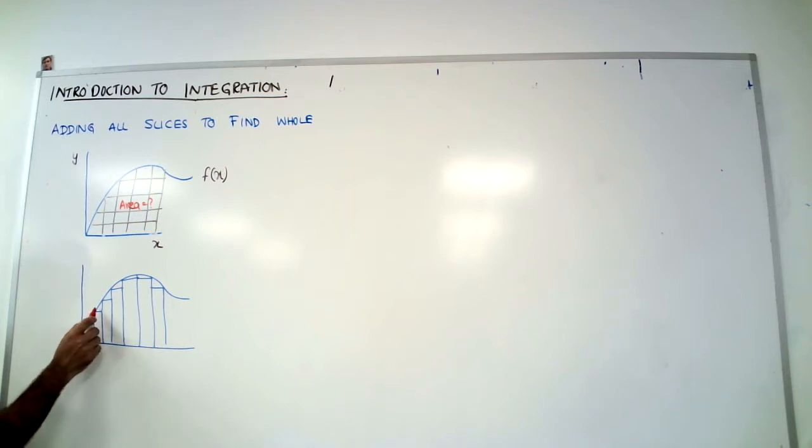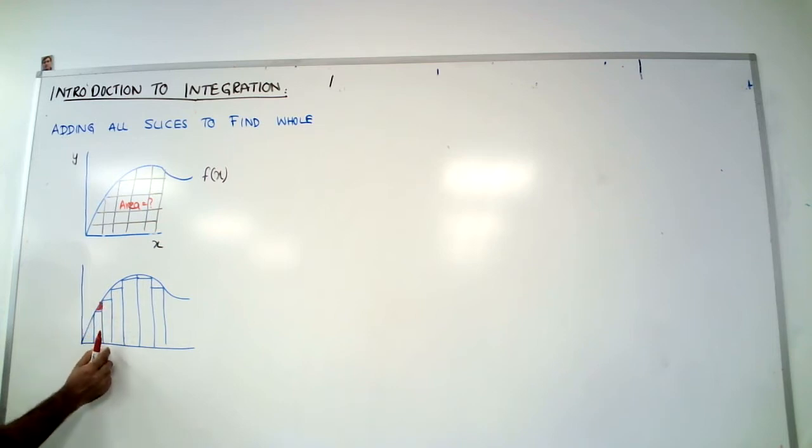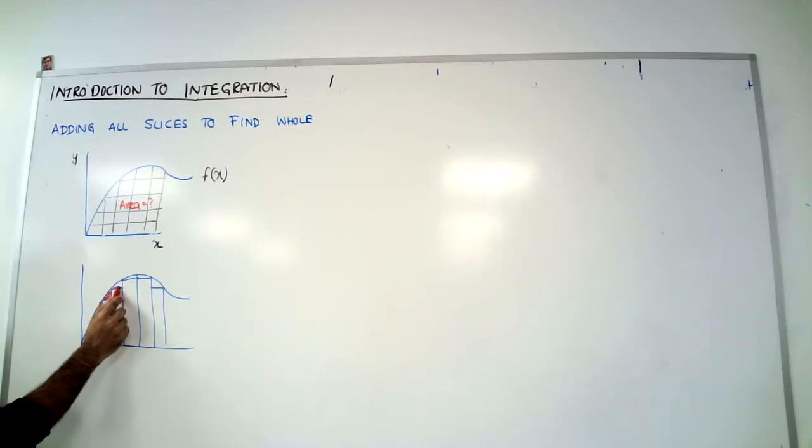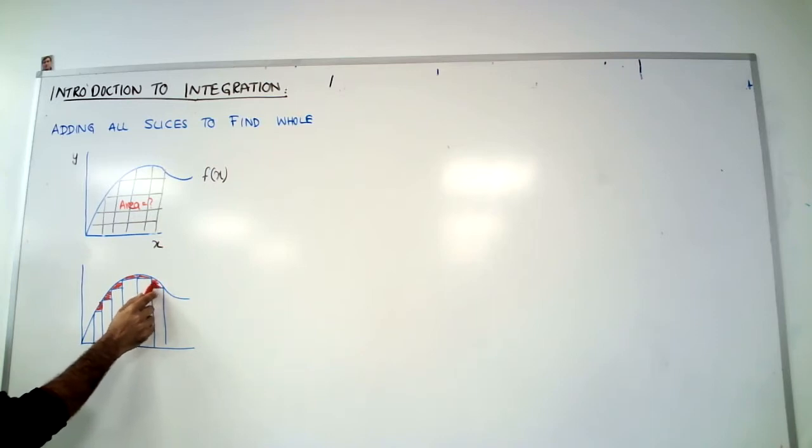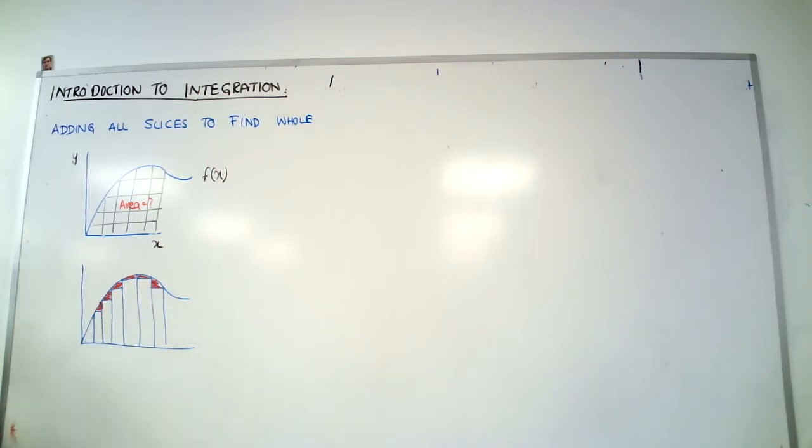So I can find this area, but I will miss this area. I will find this area, but I will miss this area. I will find this area, but I will just miss that area. So these are the areas that I will miss. The others I can add. So I can get an approximate answer.